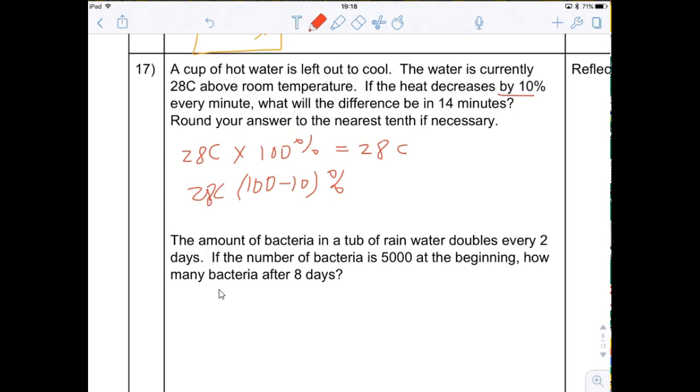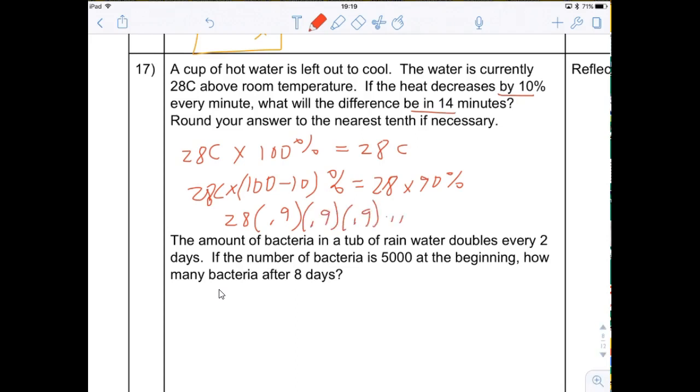So if I'm decreasing, then what do I multiply by? 10% less than 100, which is the same thing as multiplying by 90%. Okay? Remember, 90% is the same thing as 0.9. So what I'm going to do is take 28, and multiply by 0.9, because it's 90%. And then I'm going to do that 10% every minute. So I'm going to do that for 14 minutes. So that means I'm going to multiply by 0.9 14 times.